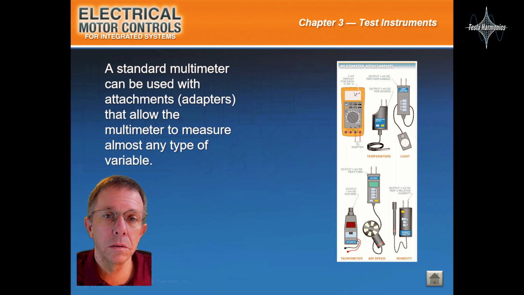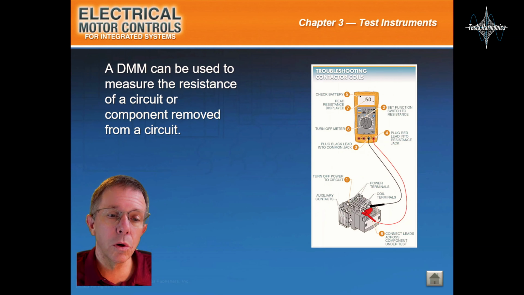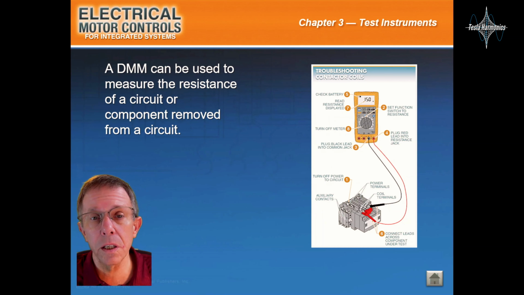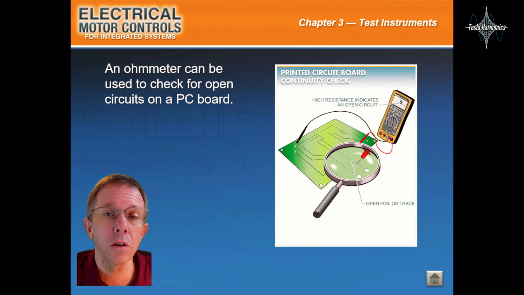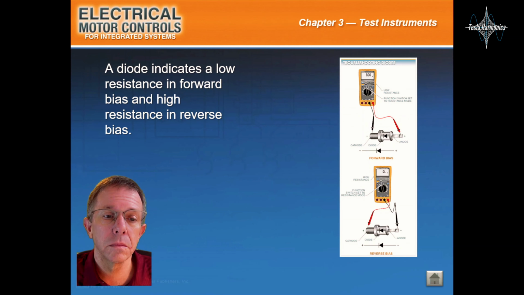A digital multimeter can be used to measure the resistance of a circuit or component removed from a circuit. An ohm meter can be used to check for open circuits on a PC board. A diode indicates a low resistance in forward bias and a high resistance in reverse bias.